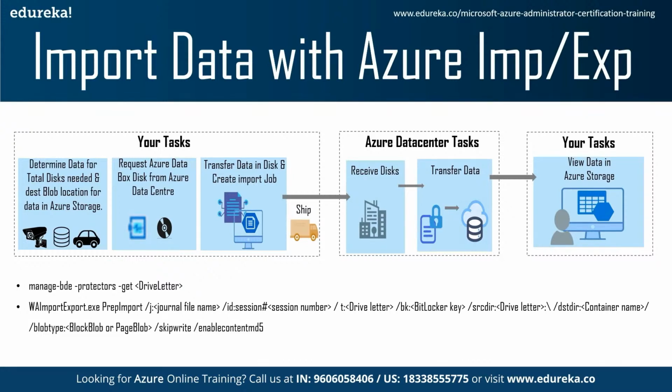Then you have to select the blob type, whether it is block blob or page blob. Then the default code is skip write and enable content MD5. That is the default thing, and you don't have to change it. So that's how it has been done.